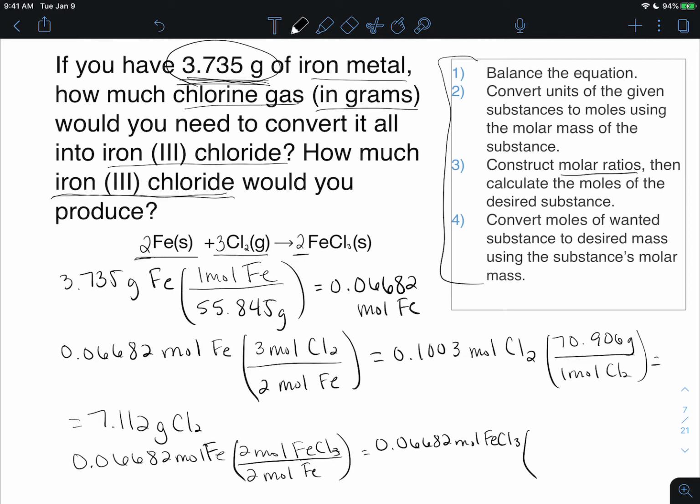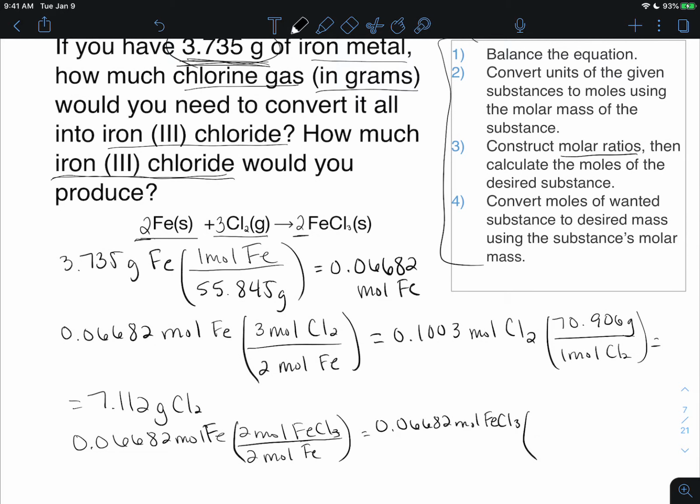And now we need to convert that into grams by using our molar mass of iron chloride. So we take our 35.453 for our chlorine, multiply that by 3, and then we add in the mass of our iron at 55.845. And this gives us an overall molar mass of 162.204 grams per 1 mole of iron 3 chloride. And when we multiply that out, we get 10.84 grams of iron 3 chloride.